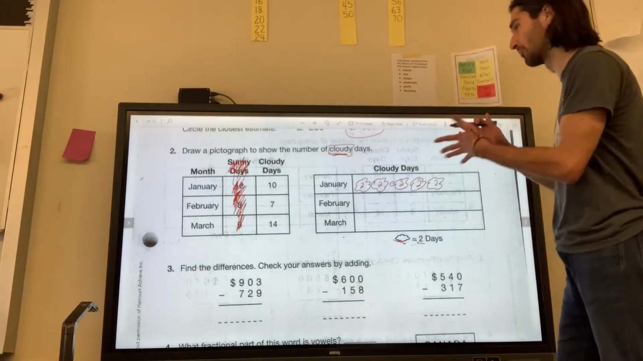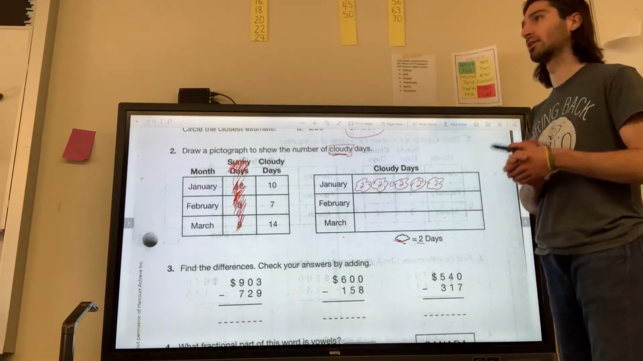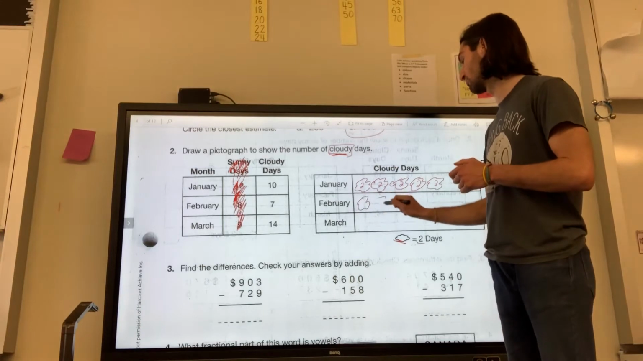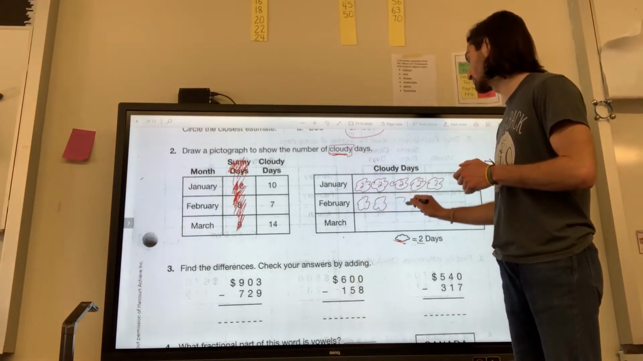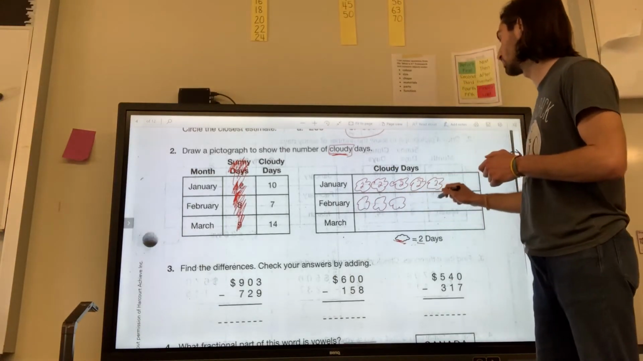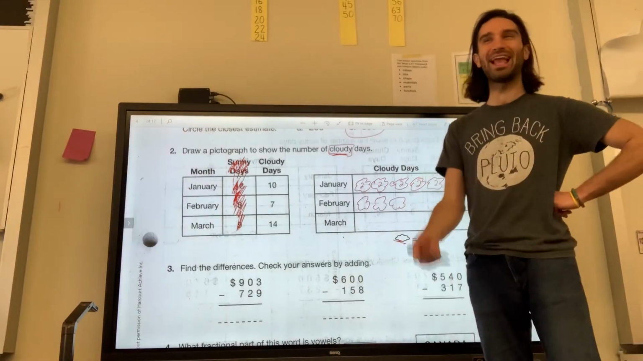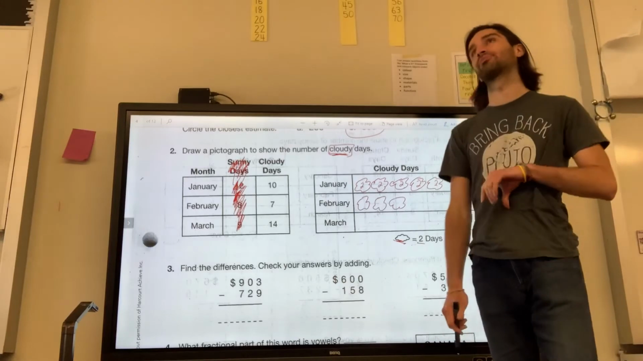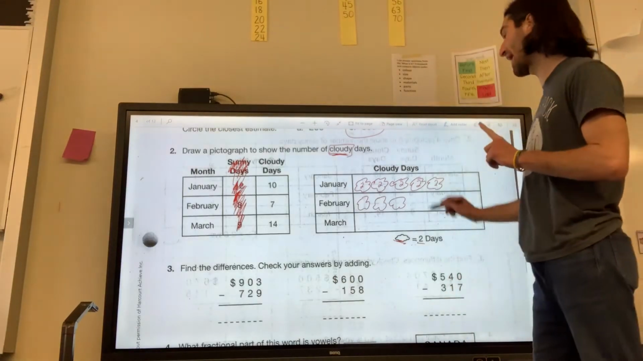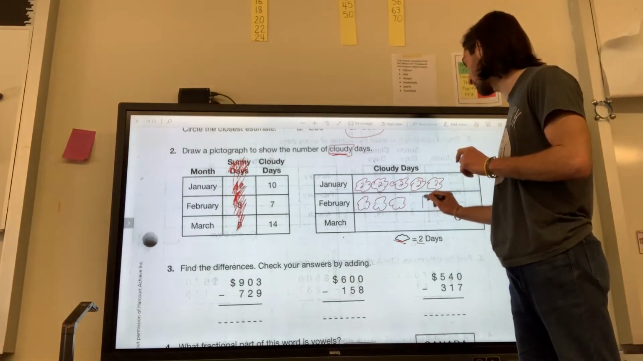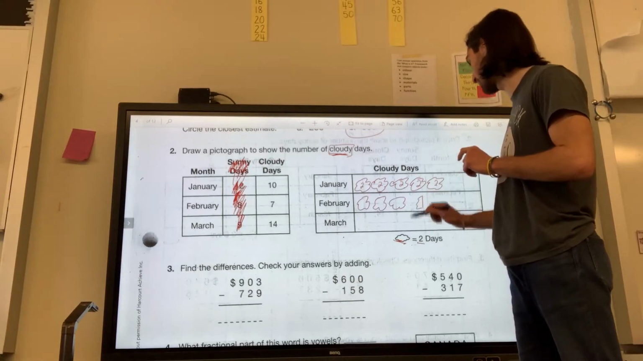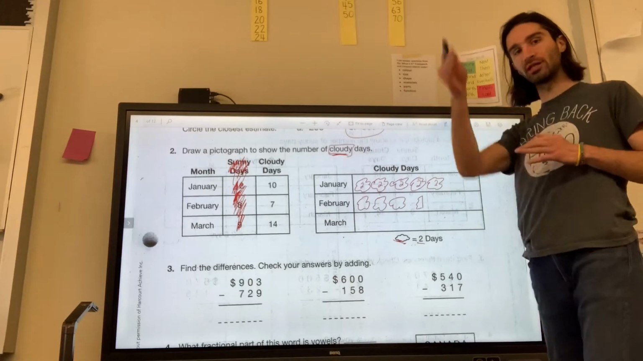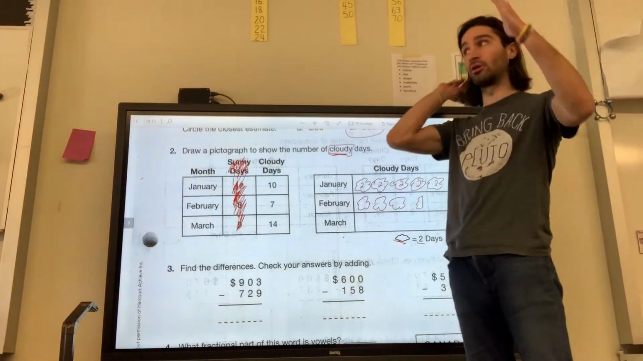Okay. February had 7 cloudy days. Let's try to figure this out. 2, 4, 6. But if I draw another cloud, then I'll get 8 cloudy days, and that's too many. So what do we need to draw? We need to draw half the cloud. So I'm going to draw it like that to make sure I know that that's half of it. Make it really clear. Draw that straight line, and then only do the other half.